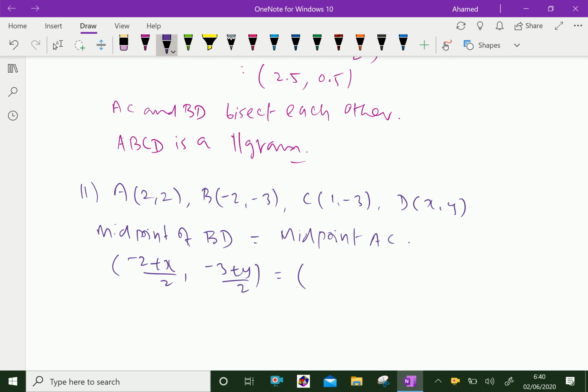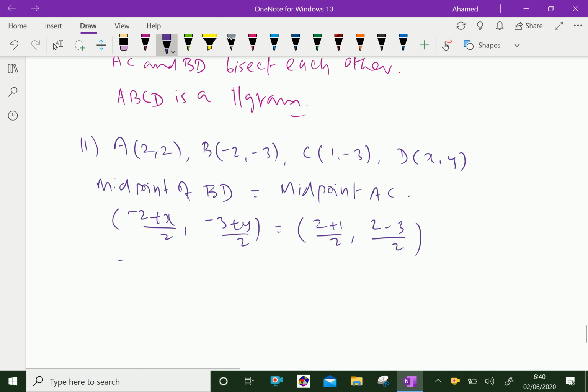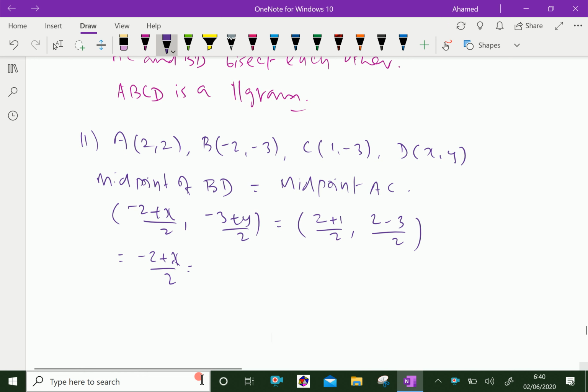Midpoint of AC is here, this and this, that is (2 + 1)/2 and (2 - 3)/2. So here (-2 + x)/2 equals 3/2, which gives, 2 to the other side, x equals 3 + 2, which is equal to 5.